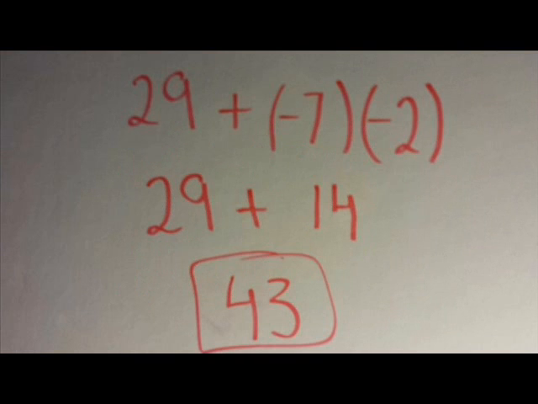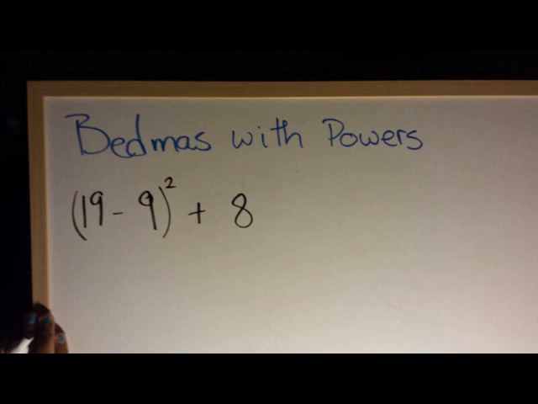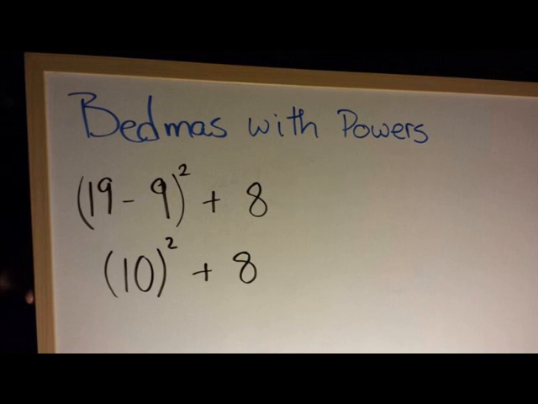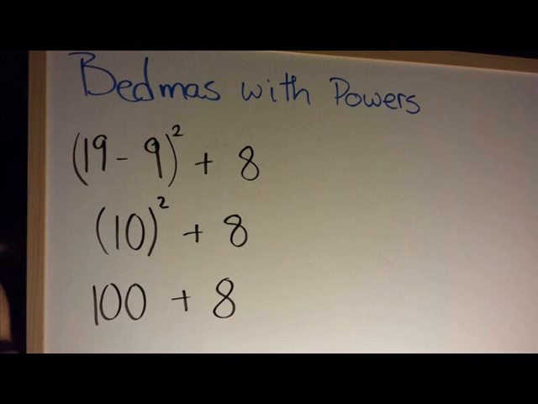Now we're going to get into BEDMAS with powers. 19 minus 9, squared, plus 8. So 19 minus 9 equals 10, since you have to do the brackets first. So 10 squared plus 8. Since it's a 10, 10 times 10 is 100.